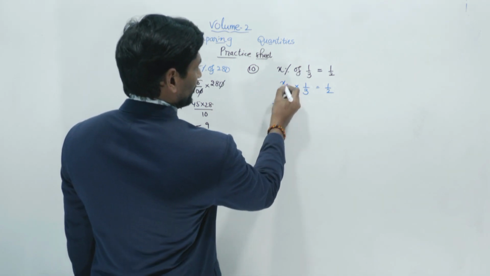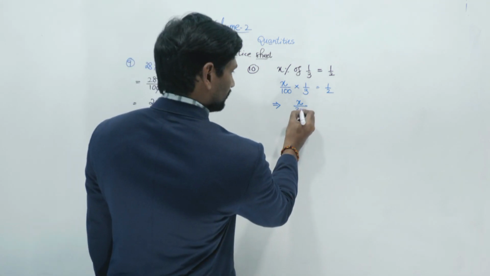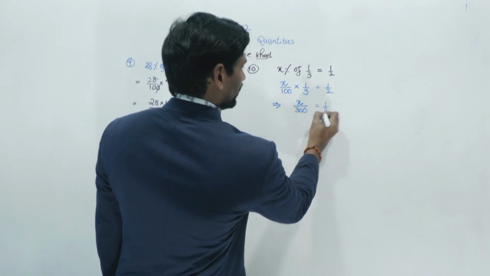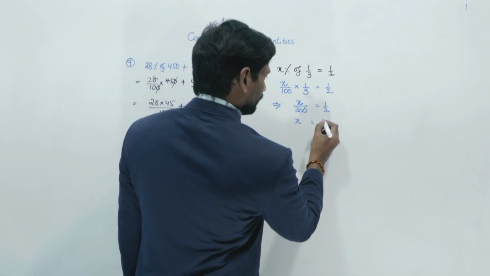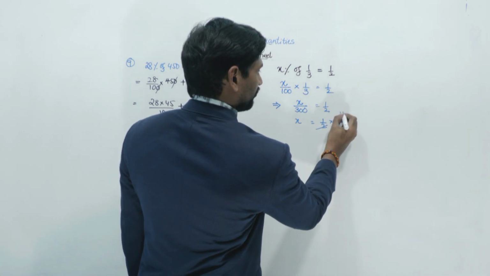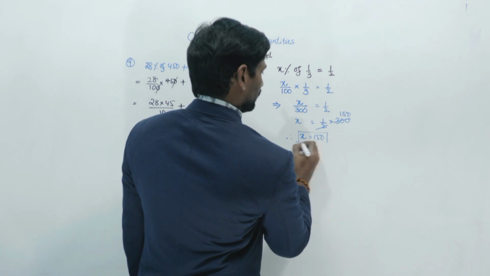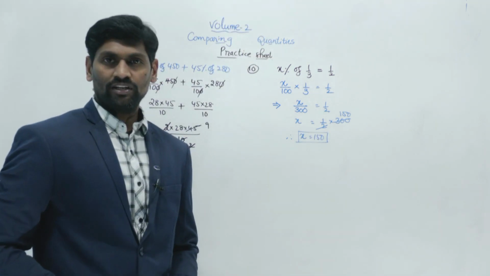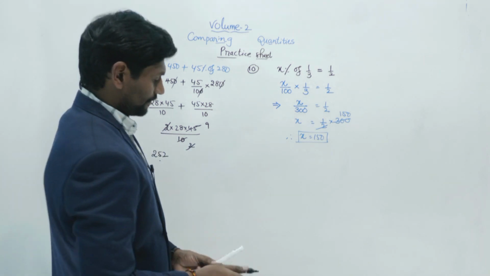Now I am multiplying: x into 1 is x, 3 into 100 is 300, equals 1 by 2. Now 300 is dividing, so when you transpose it, it is multiplying. 1 by 2 into 300. 2 table 300, 150 times. Therefore the x value is 150. Now let us check problem number 11.